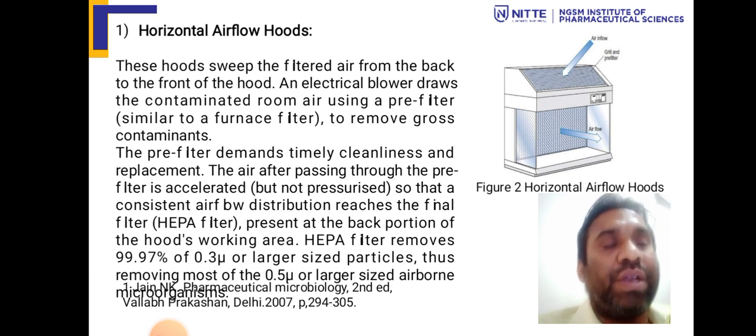The pre-filter demands timely cleanliness and replacement. Air after passing through the pre-filter is accelerated but not pressurized, so that the consistent airflow between the distribution reaches the final filter, the HEPA filter, present at the back position of the hood working area. The HEPA filter removes 99.97% of 0.3 or 0.22 micron or larger size particles, thus removing most of the 0.5 micron or larger size airborne microorganisms, which are easily removed by a HEPA filter.